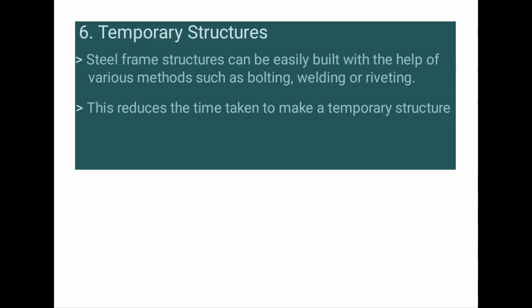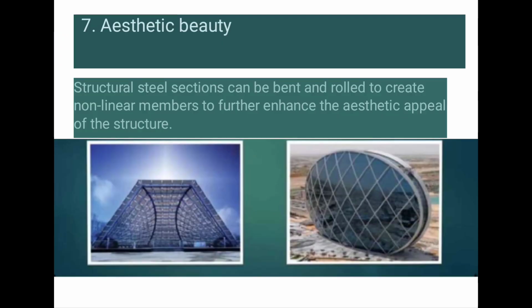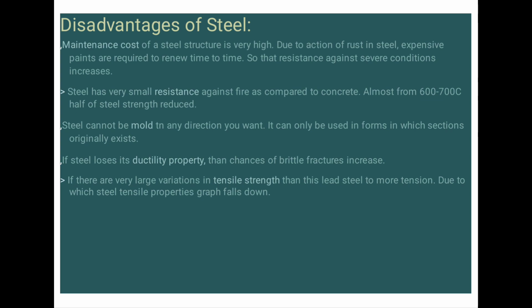Seventh one is temporary structures, and then aesthetic beauty. The disadvantages: the first is that the maintenance cost of the structure is very high, the second is that resistance to fire is very small, it cannot be molded in any direction, when the ductile property is lost the fracture risk increases, and a very large variation in the tensile strength may lead to more tension. This is what I am saying about the advantages and disadvantages.